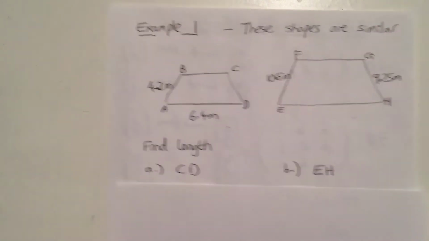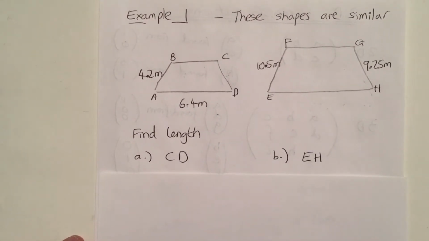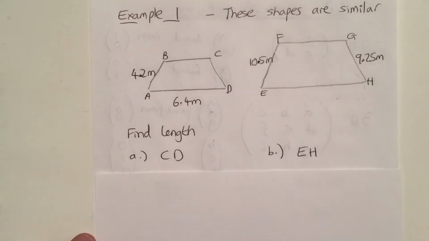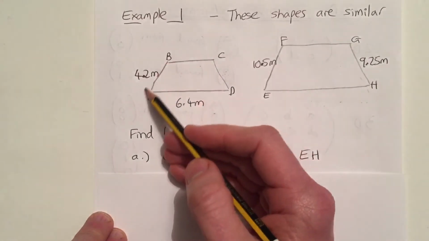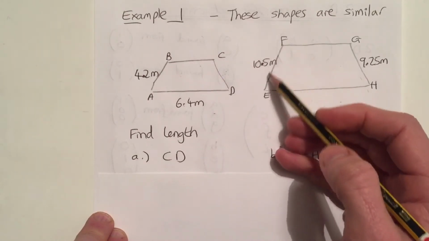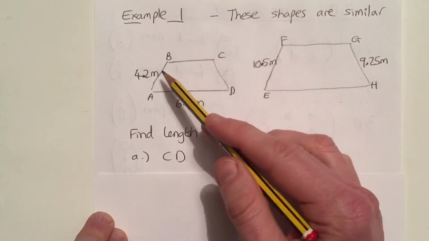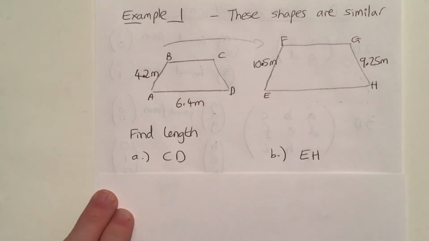So let's have a look at an example. I am told that these two shapes are similar, and therefore I know that their sides are in proportion. So I can work out the scale factor. I can see that this side AB and this side here EF, they are the same, or at least I can work out what the scale factor is between them.